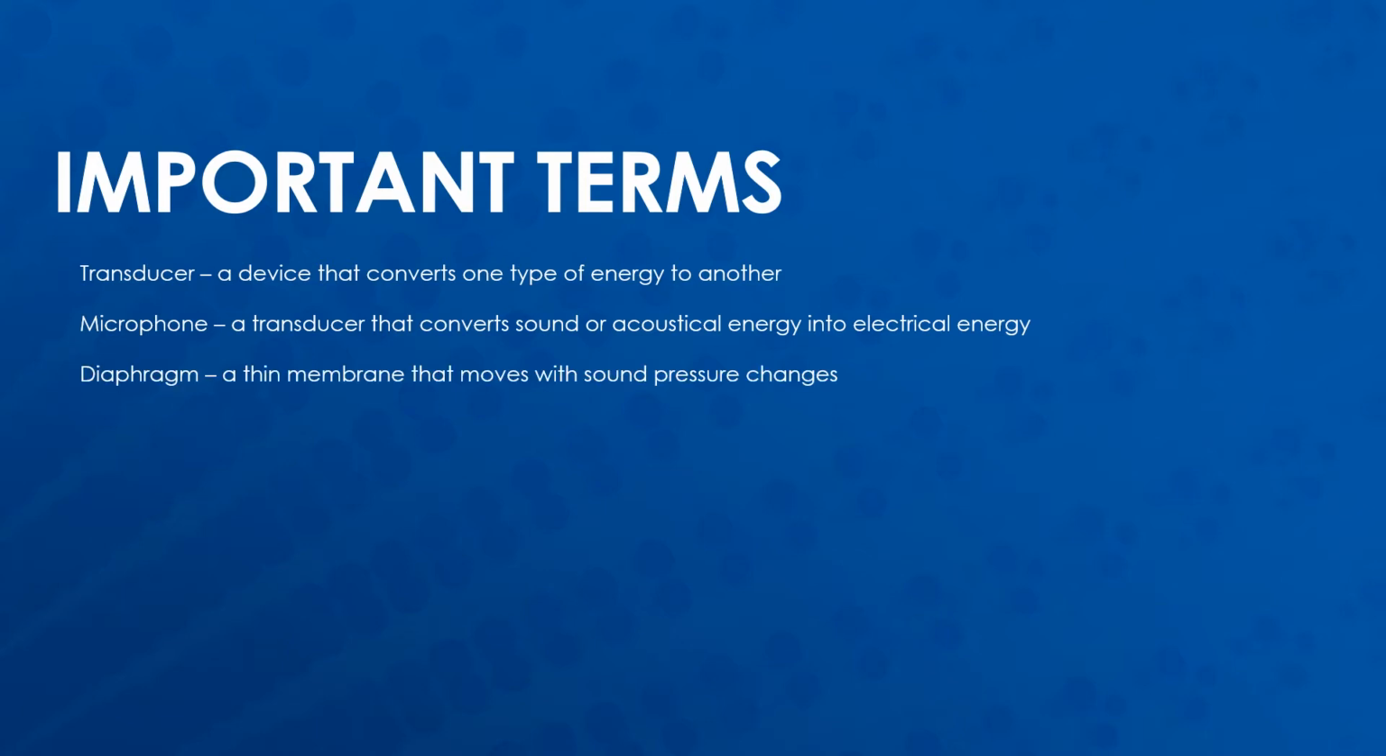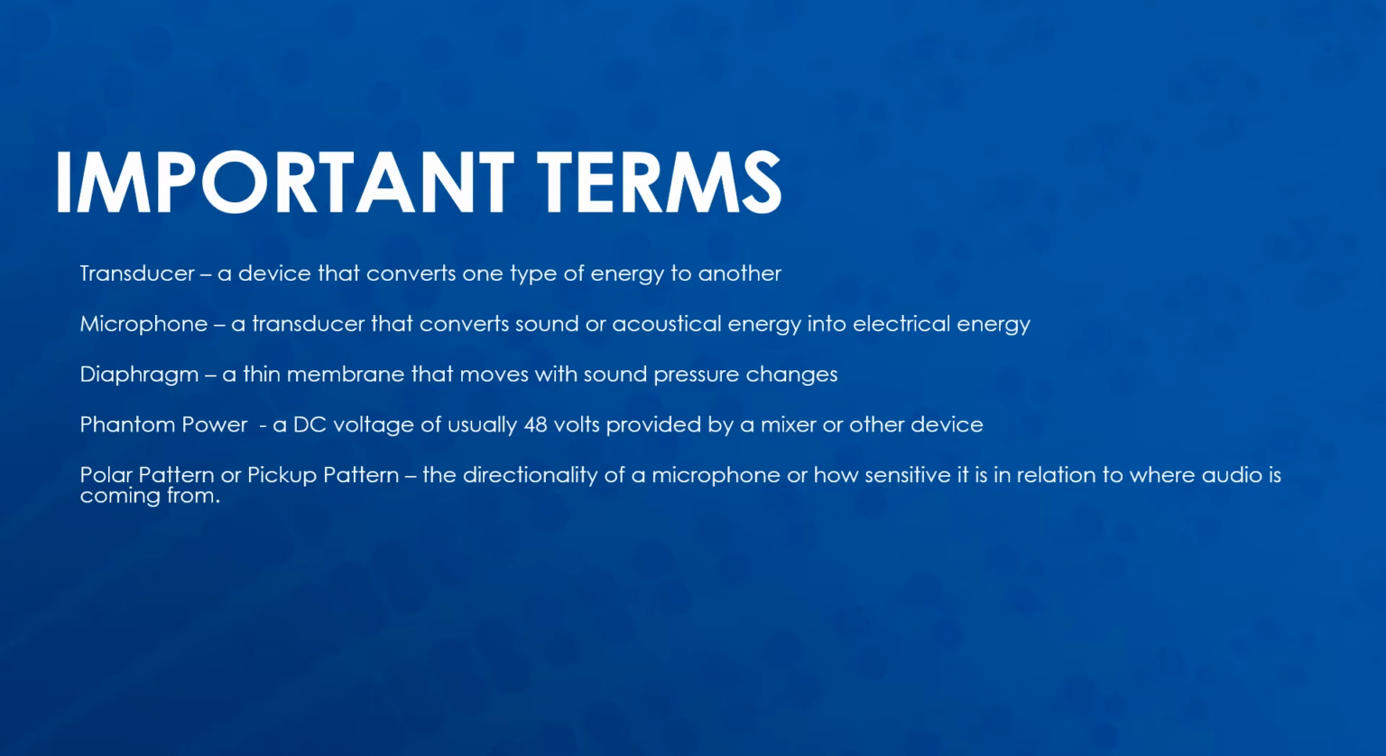A diaphragm is a thin membrane that moves with sound pressure changes. Phantom power is a DC voltage of usually 48 volts, though it can be less, provided by a mixer or other device like a battery. A polar pattern or pickup pattern describes the directionality of a microphone, or how sensitive it is in relation to where the audio is coming from.